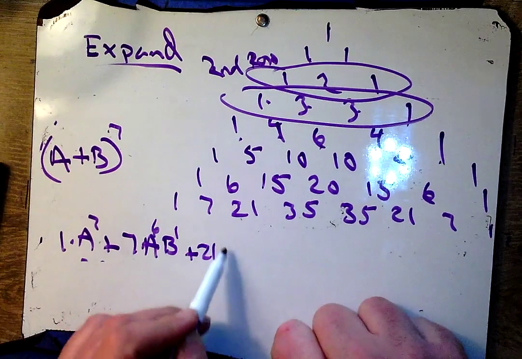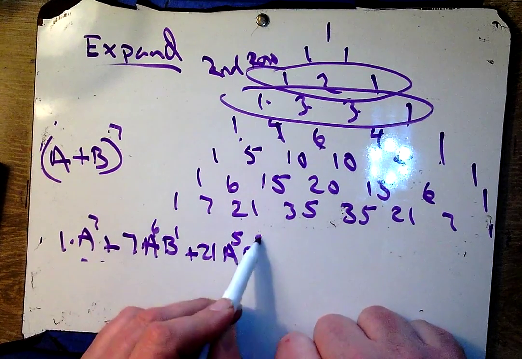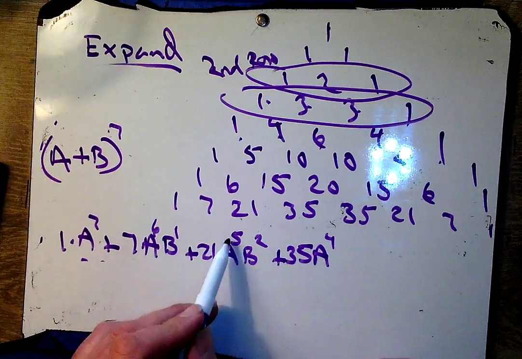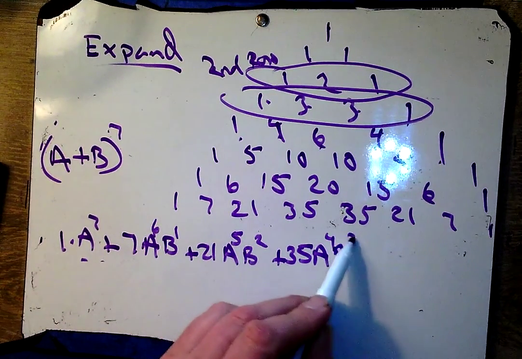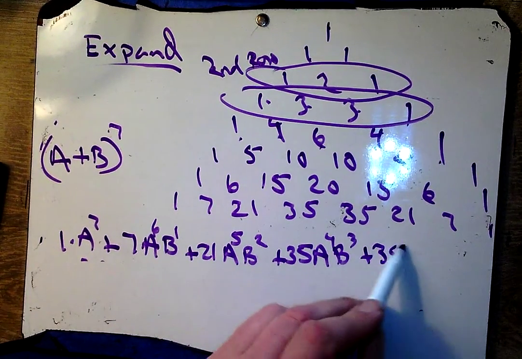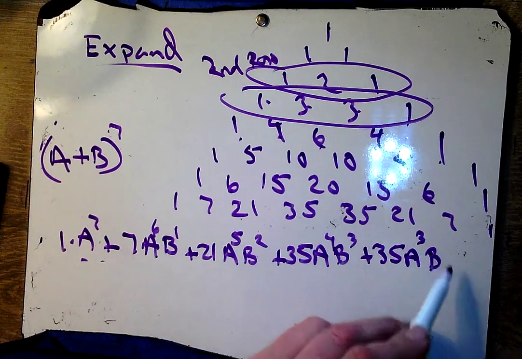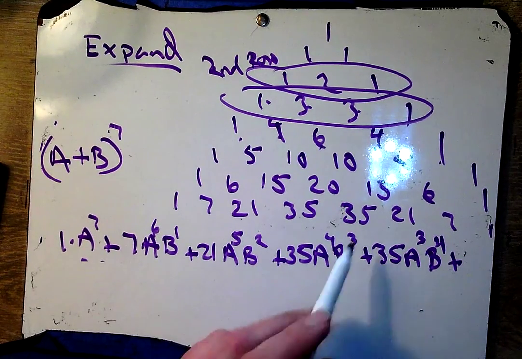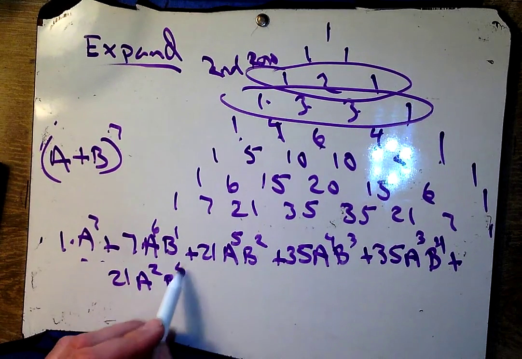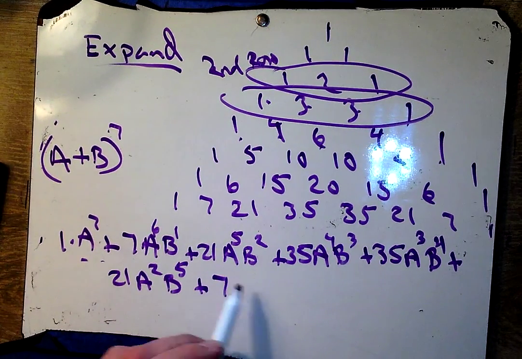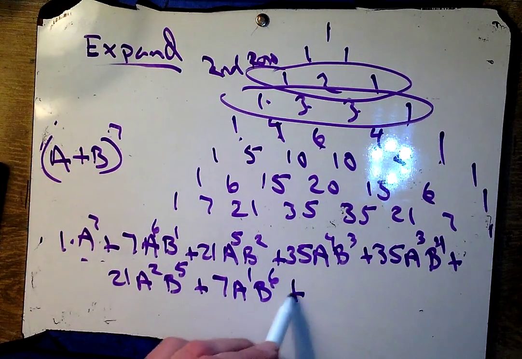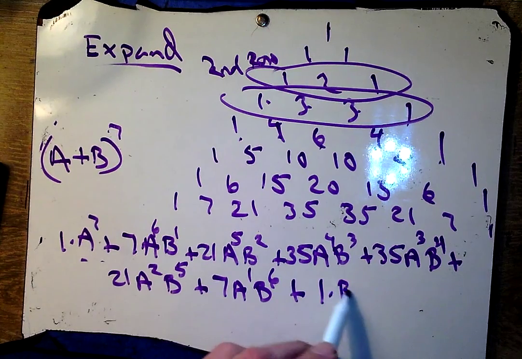And then 21, a to the 5th, b squared, plus 35, a to the 4th, because I keep subtracting 1 on the a's, b to the 3rd, because I keep adding 1 to the b's, plus 35, a to the 3rd, b to the 4th, plus 21, a squared, b to the 5th, plus 7, a to the 1st, b to the 6th, plus 1 times b to the 7th.